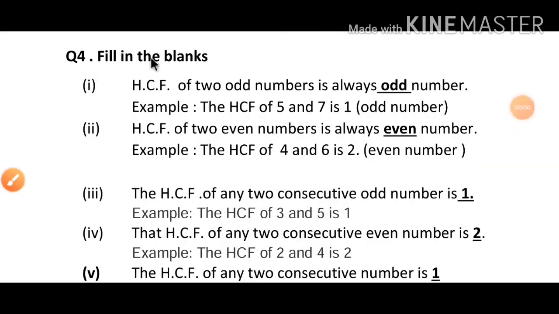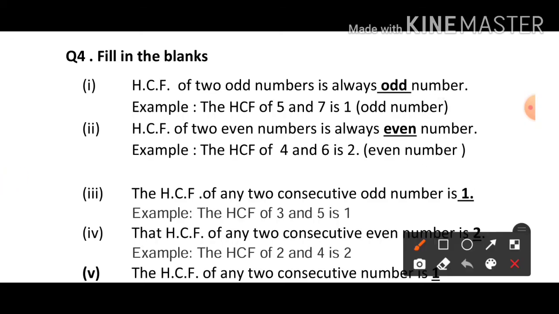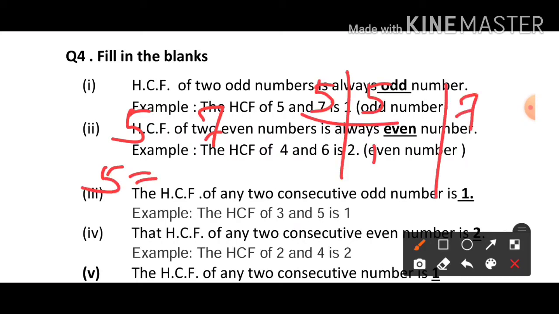Question number 4, fill in the blanks. First one, HCF of two odd numbers is always an odd number. We know that we have to take any two odd numbers. So we have taken 5 and 7. Now find the HCF of 5. So it will be 5 ones are 5, and if we find the HCF of 7, 7 ones are 7.